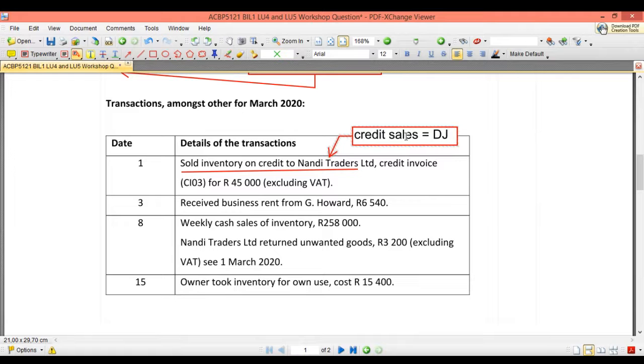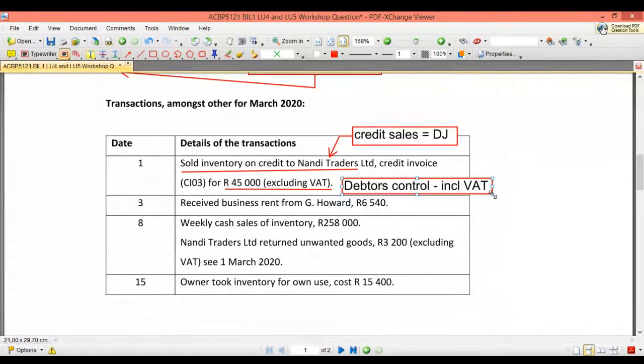Okay, now let's see what information they provide us. A credit invoice for 45,000 excluding VAT. Okay, so what did we say? The main column would be our debtors control, which should be inclusive of VAT. So how do we get from an exclusive amount to an inclusive amount? How will I convert this 45,000 that is exclusive to an inclusive amount? You can just type your formula in the chat function.